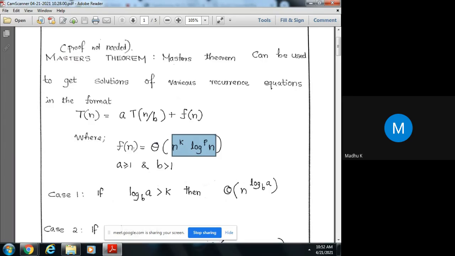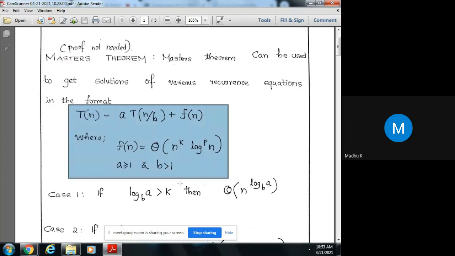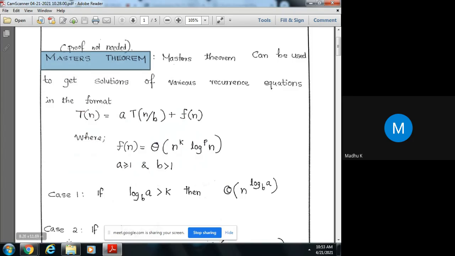And this condition should be satisfied: a should be greater than or equal to 1 and b should be greater than 1. For solving this type of recurrence equations, we can use master theorem. That is the significance of master theorem.